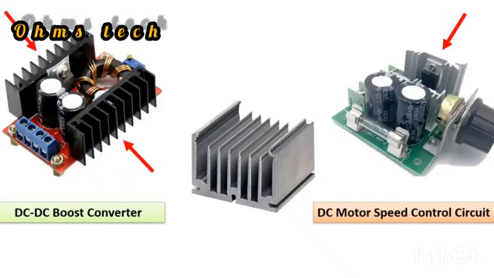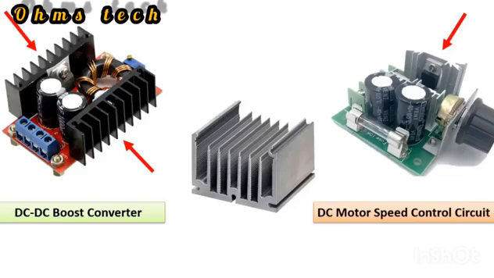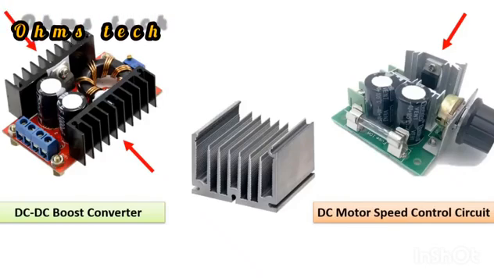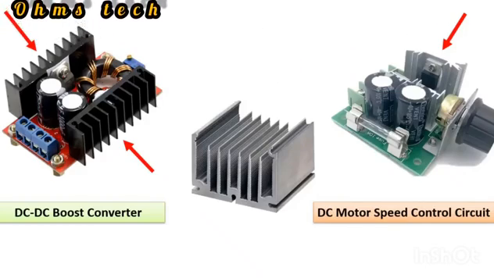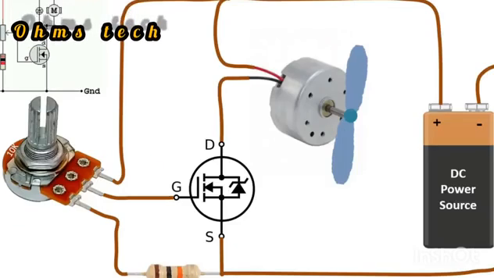We can see that there are heat sinks connected to MOSFETs in this DC to DC boost converter circuit you see on the left. Well, let's look at the basic working principle of a MOSFET now.